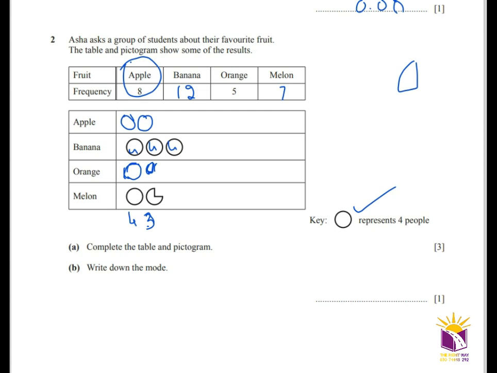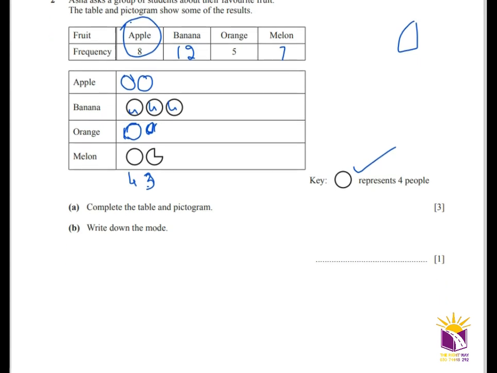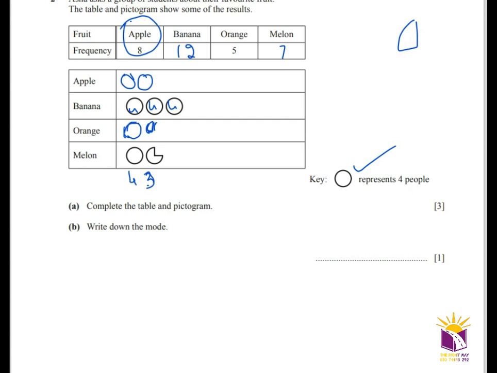Write down the mode. For the same question you have to write the mode, and we know that mode means the maximum repeated value. So the maximum repeated frequency is of the banana. So the mode will be banana.